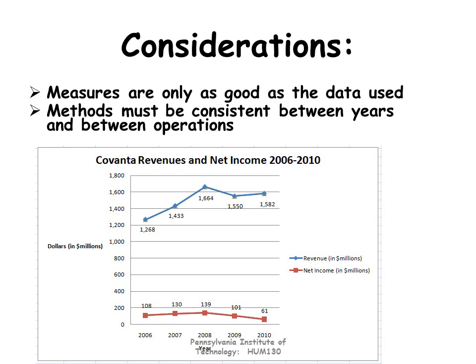Anyway, in 2006, our net income was 108. The best year in 2008, we had 139 income. Now what you see here is in 2010, our net income is 61. And yet, our revenue is 1,582. Now what is this telling us? This is telling us that it's costing us more money to make these sales than it used to.